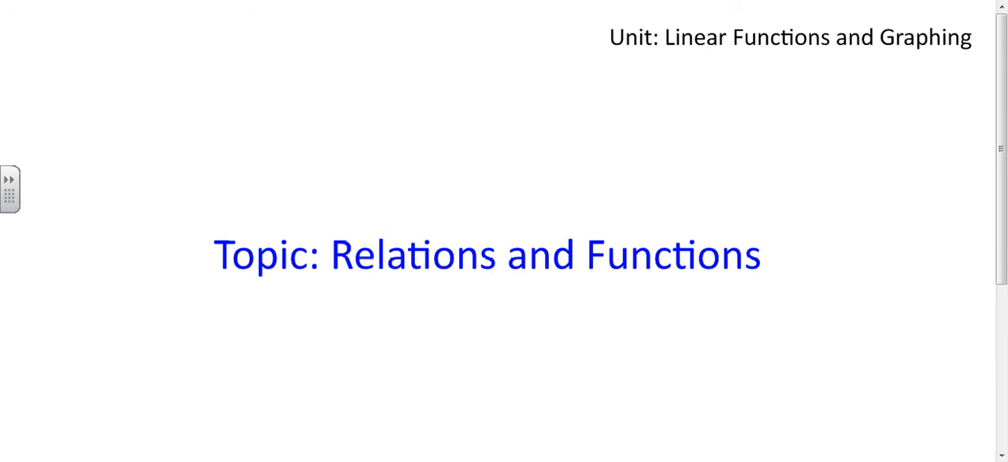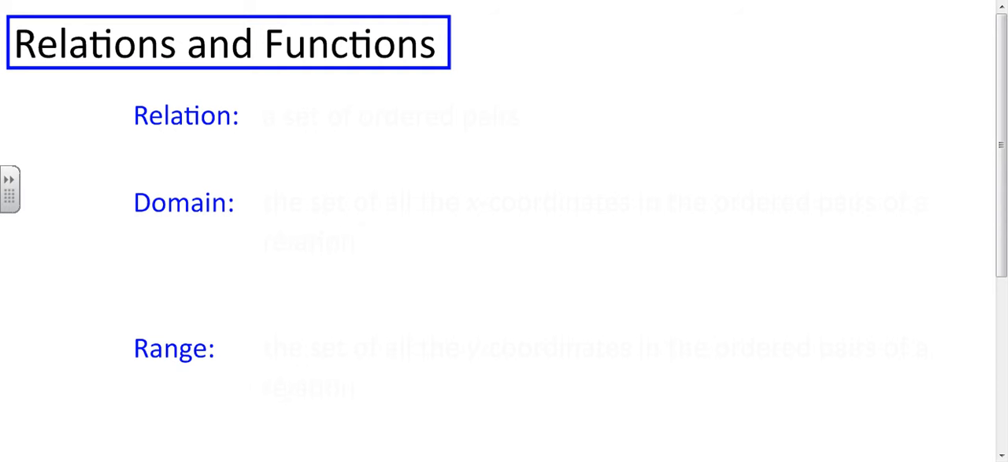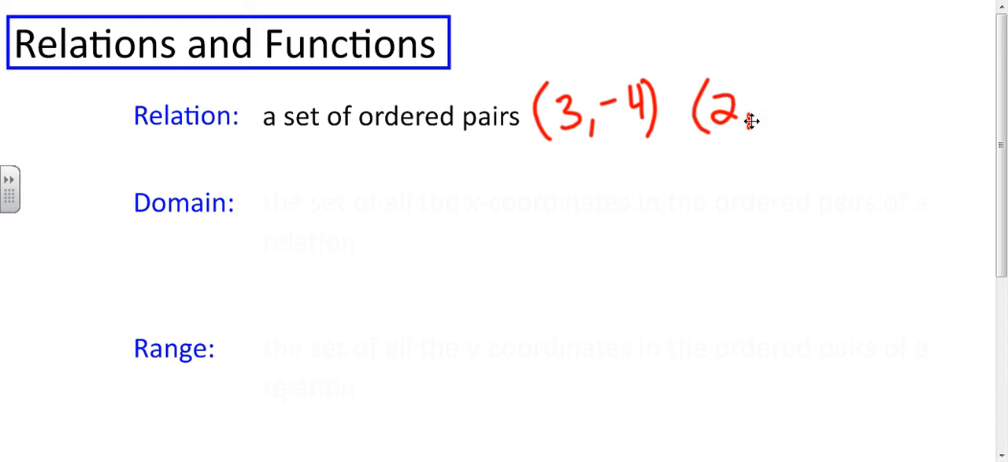In this video, you'll learn about relations and functions. A relation is just a set of ordered pairs. So I could have a relation, and maybe it's made up of 3 or 4 ordered pairs: (3, -4), (2, 7), (0, 9), and let's say (4, -1).